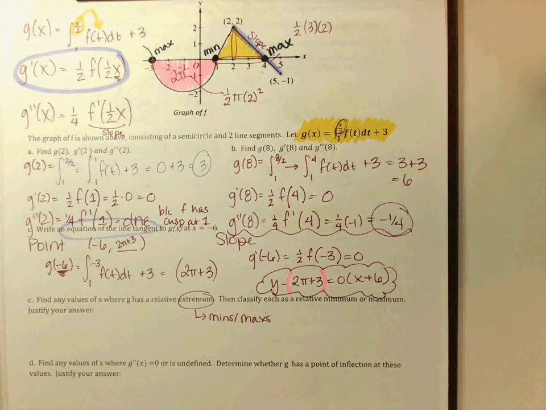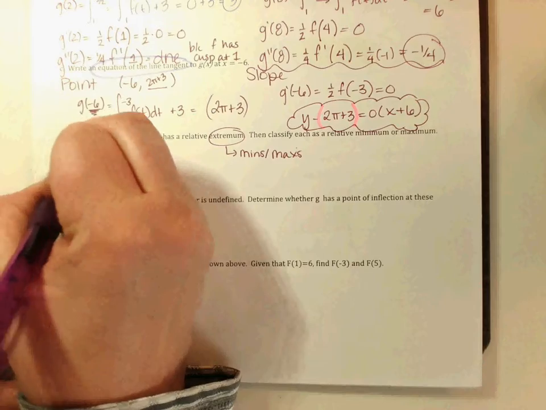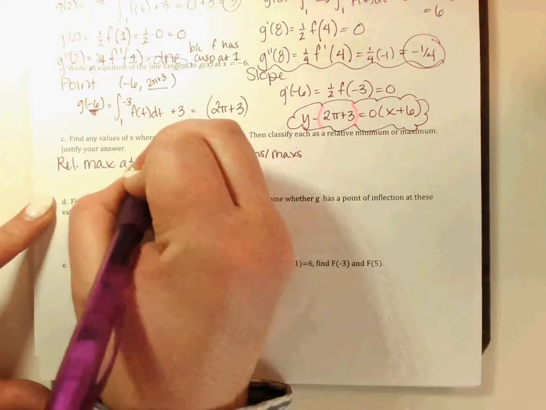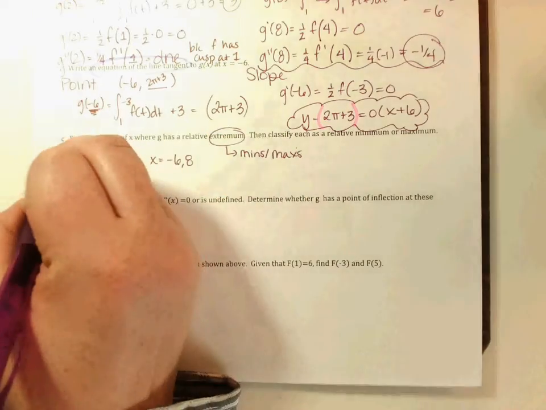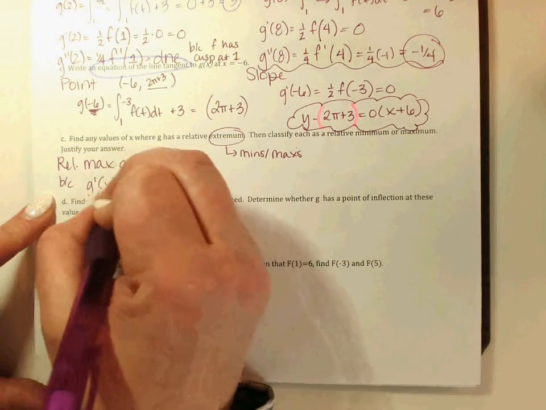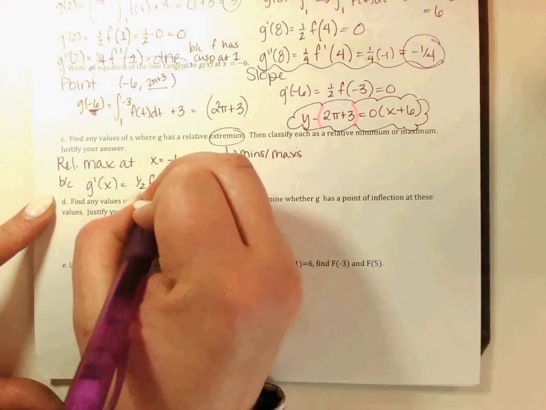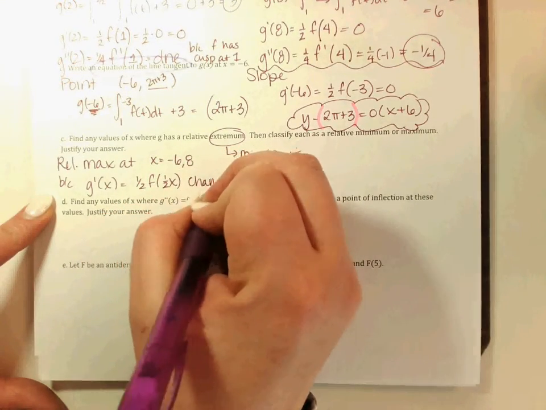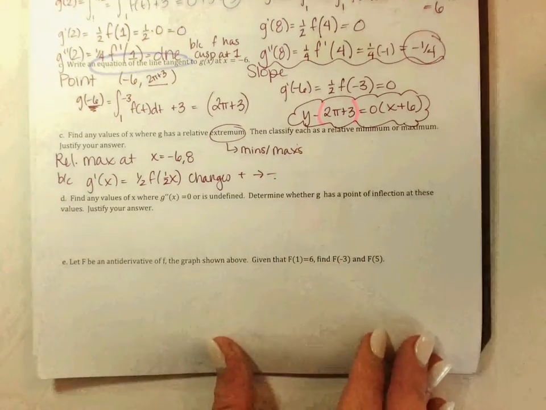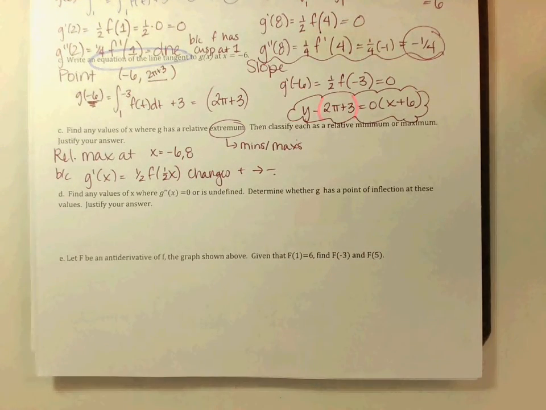My other max is a 4. What x should I pick? 8. So that when I cut it in half, what am I going to get? 4. And that's where it changes sign on the graph. So, I'll say I want relative maxes at x equals negative 6 and 8 because g prime of x, which is a half f of a half x, changes from plus to minus. But remember, I'm choosing the negative 6 and the 8 so that when I cut them in half, I'll be at the right place on the graph.